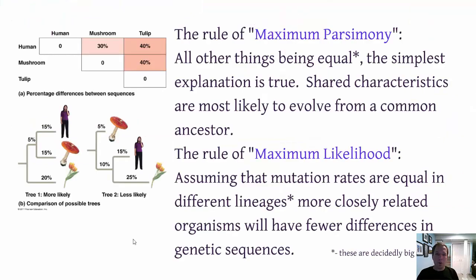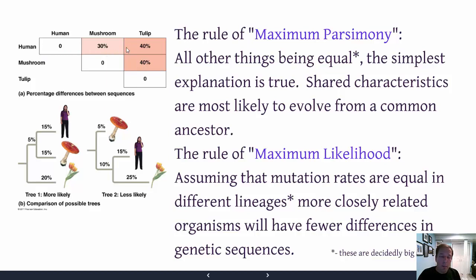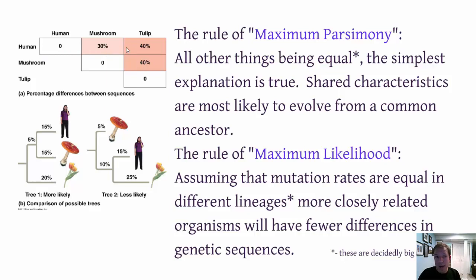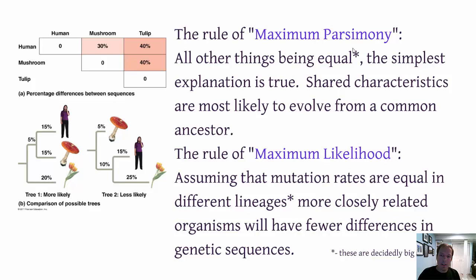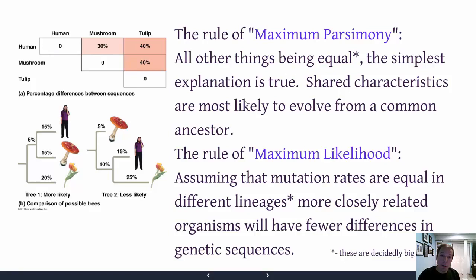Two important mathematical principles need to be applied in order to interpret the DNA evidence. Because when you look at a particular gene or a genetic sequence and analyze it between two or more different species, you can get percent similarity between those organisms. Maximum parsimony is the principle that we use in cladistics to say that the simplest explanation is true. So shared characteristics are assumed to be likely to evolve from a common ancestor.